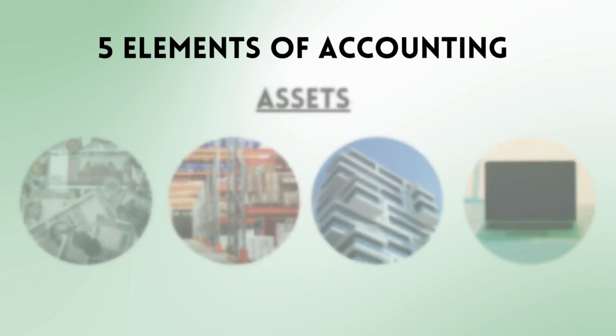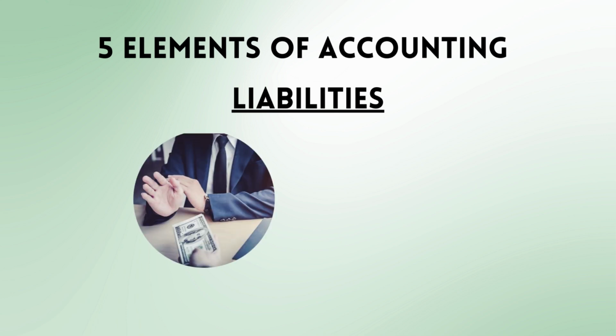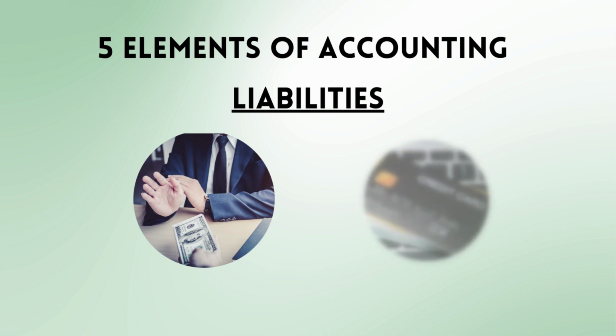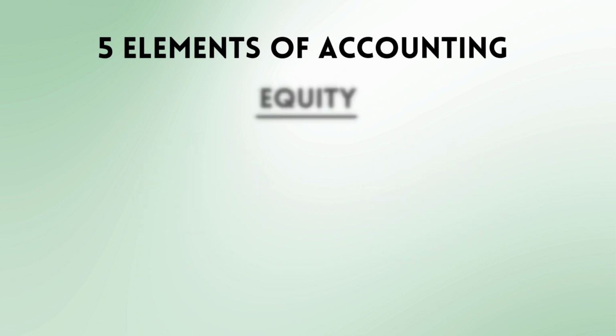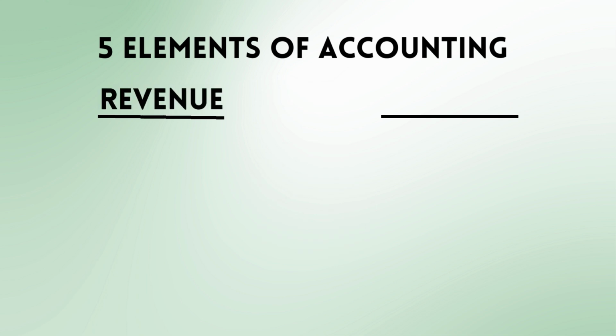Then we have liabilities. Liabilities are the obligations or debts that a business or individual owes to others, like a loan taken from bank or credit card balance. Then we have equity. This represents the owner's claim or stake in the business after all liabilities have been paid off. For example, the money invested by an owner in the business. Finally, we have revenue and expenses.